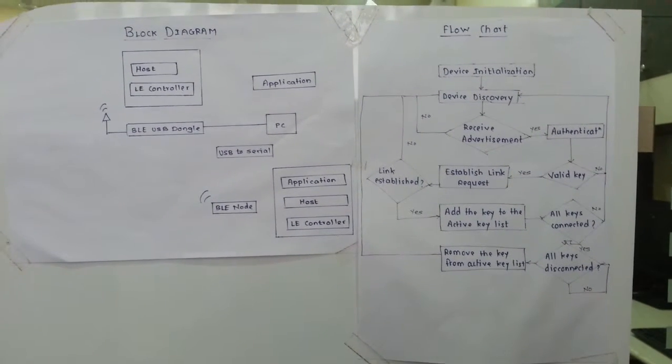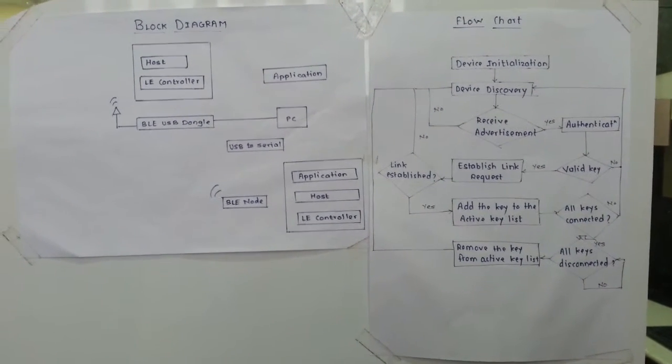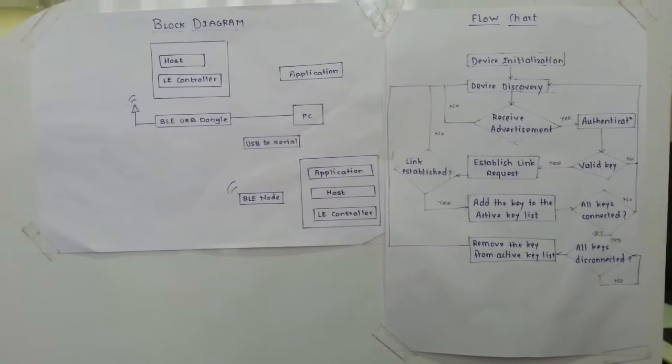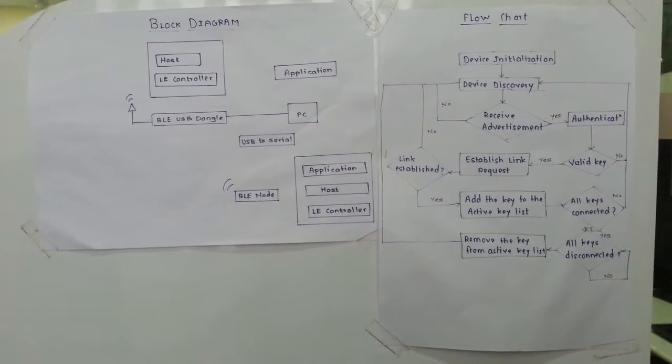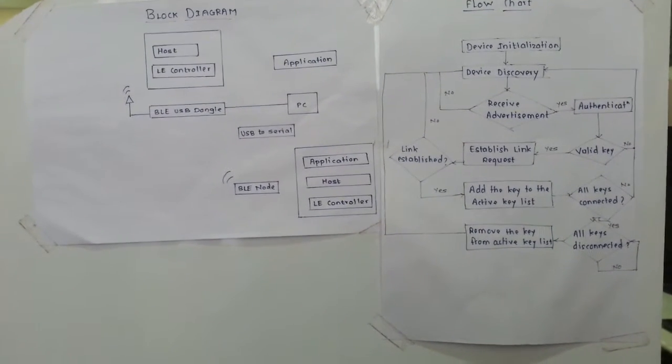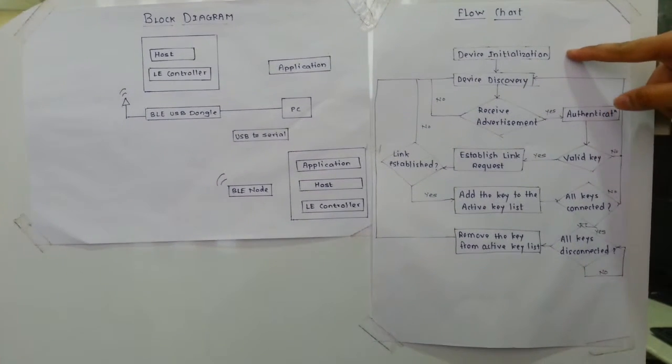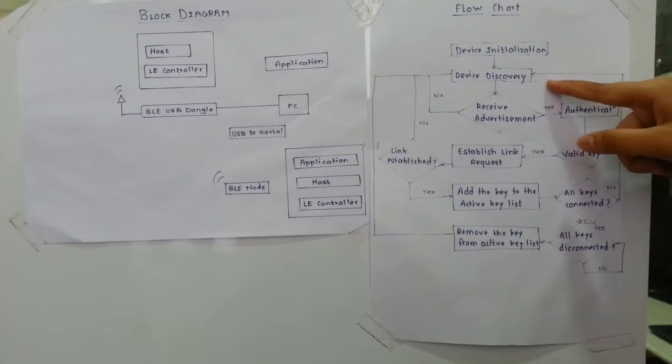Master sends a request to a peripheral to establish the link. After getting the request sent by the master, the peripheral responds to that request. In this way, the device discovery takes place. So we will see here that device initialization takes place. After that, device discovery takes place.